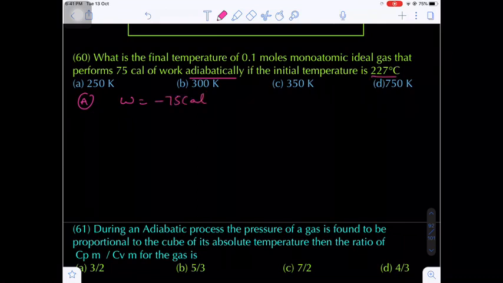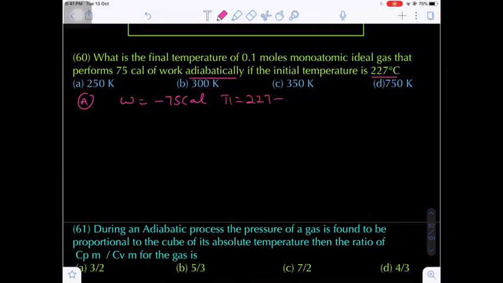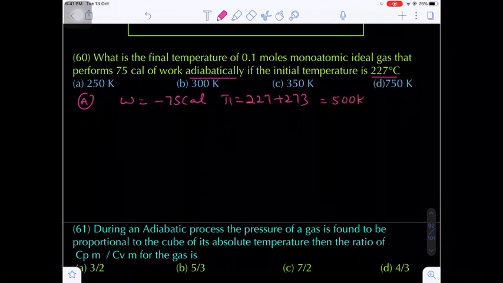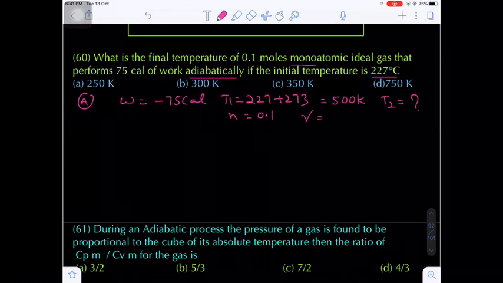What is the initial temperature given? 227 degrees. So T1 will be equal to 227 plus 273, that will be equal to 500 Kelvin. Now I have to find the final temperature T2. And what is the other information given? Number of moles of ideal gas, 0.1 moles. And what is the ideal gas? Monoatomic. Do you know the Poisson ratio gamma for a monoatomic ideal gas? That is 5 by 3.